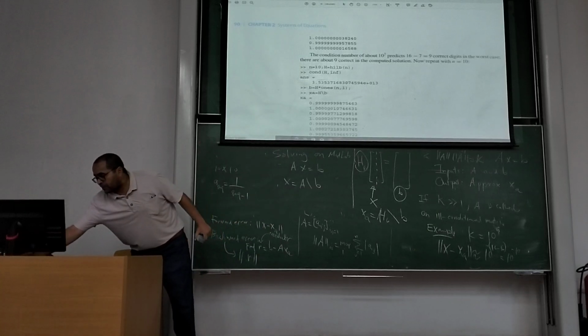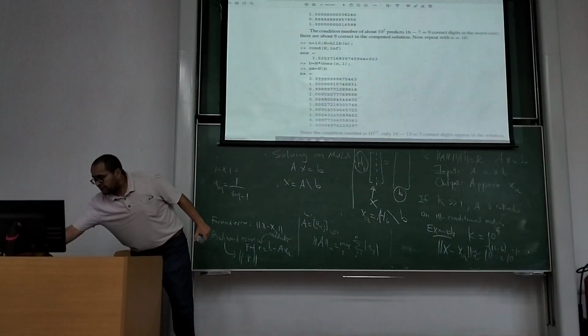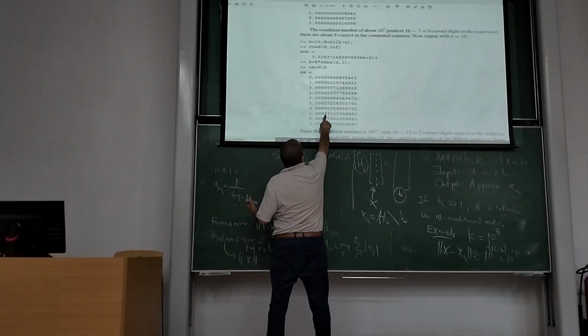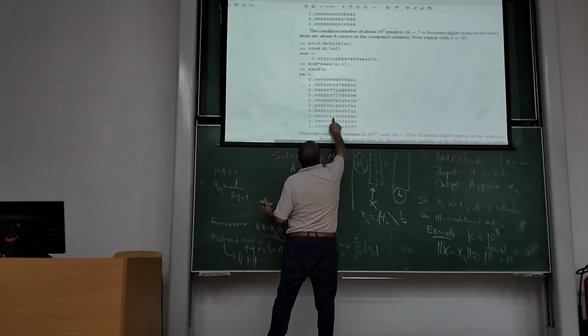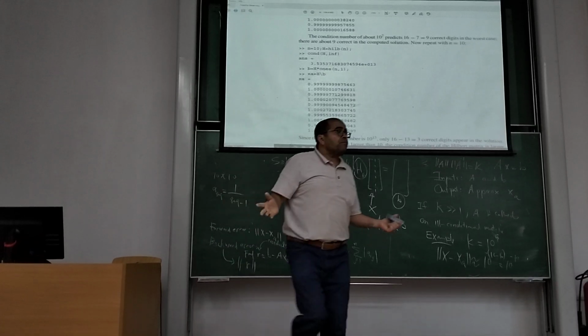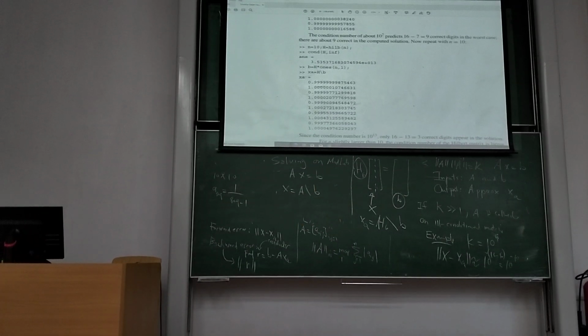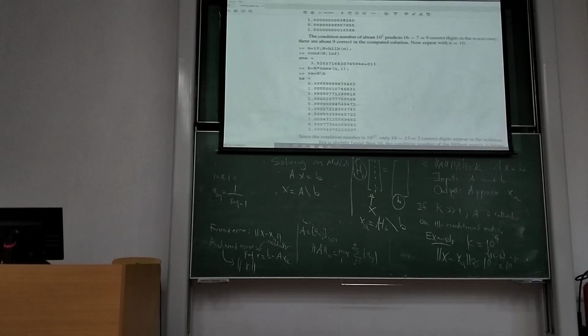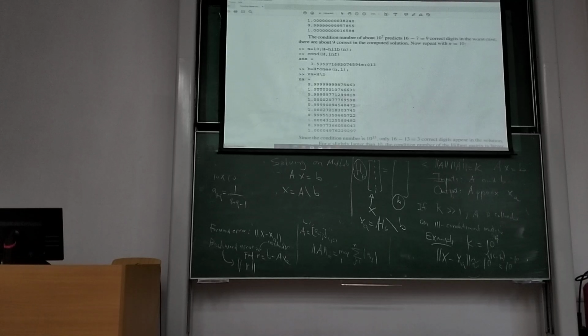While all the components should be 1s right here, could you see how big the error is? All of these are digits with error. Where is this coming from? There is more error than the rest. Exactly. Where is this coming from? It is because the matrix is not nice. The matrix comes with a very bad condition number.